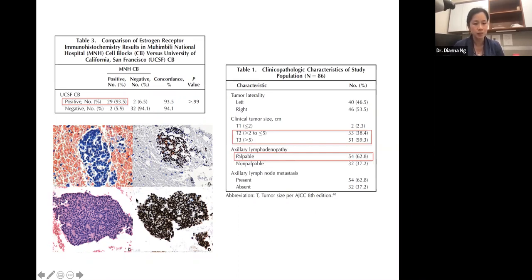And here you can see some images of the immunohistochemistry comparing, this is a sample from Muhimbili, and this is a sample from UCSF, so very similar.